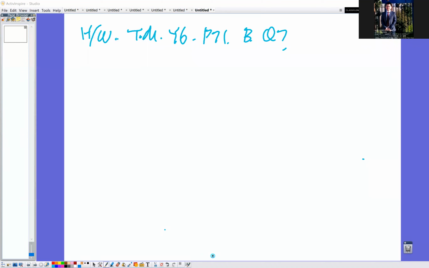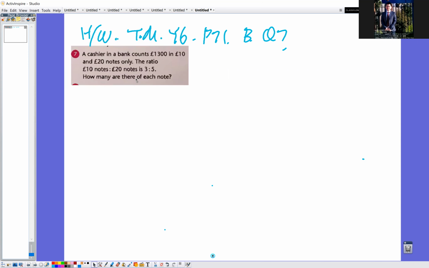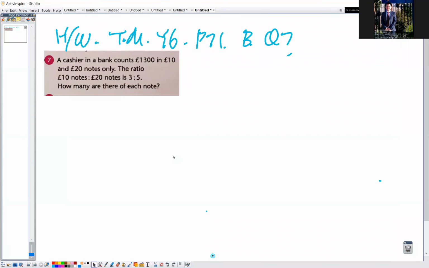If you don't have your book, I'm going to put this question on the board, in case you don't have your book. Okay, here is the question. The question given to you says an account has £1,300 in £10 and £20 notes only. The ratio of £10 to £20 notes is 3 to 5. The question asks you, how many are there of each note?